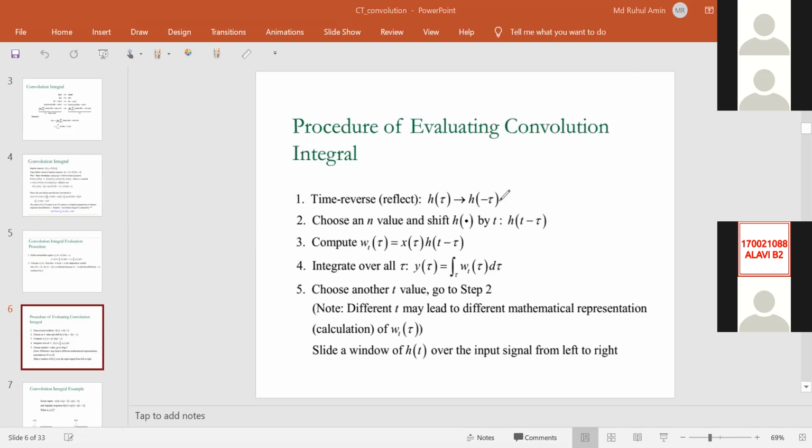Just go from h tau to h minus tau, then shift it, then multiply it. Then we can define an intermediate function, w t tau. That w t tau is the multiplication of these two functions, like our wnk for the case of the discrete time signal. Then we have to evaluate that integral. In order to apply this in a real system, let us start with an example.